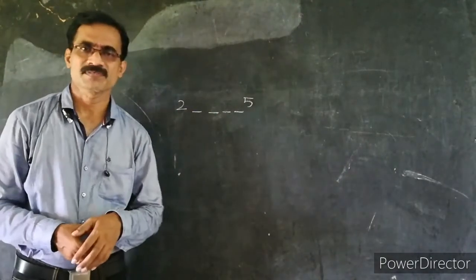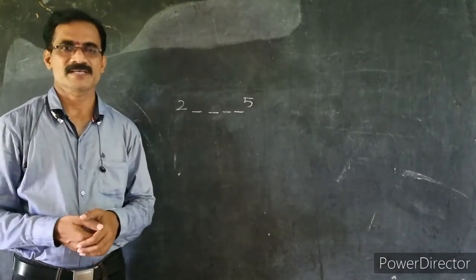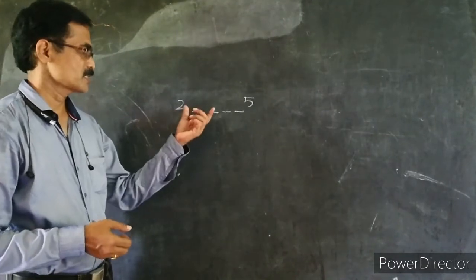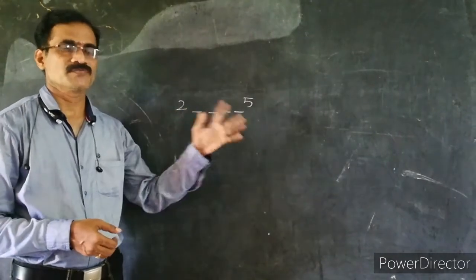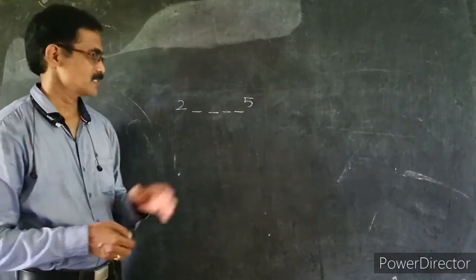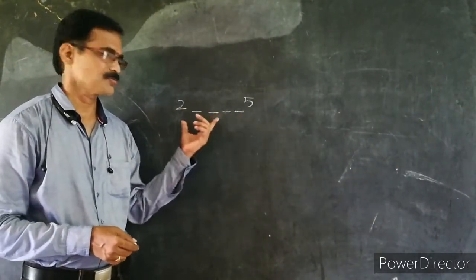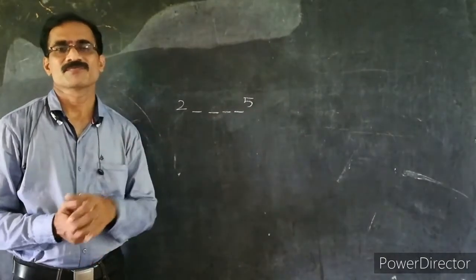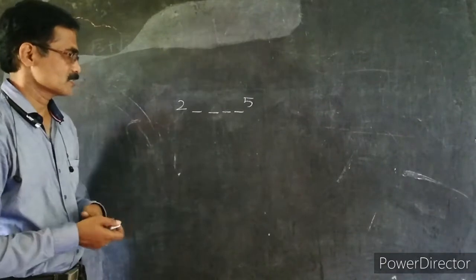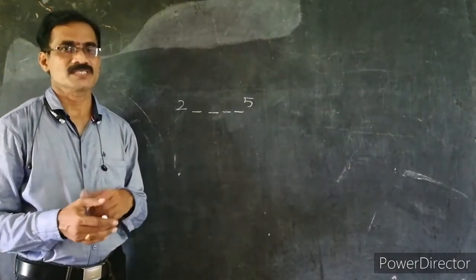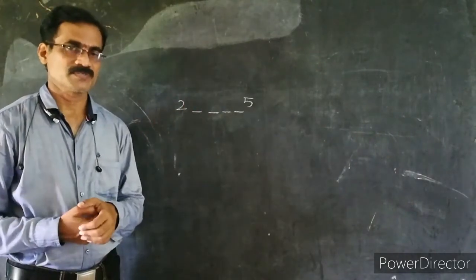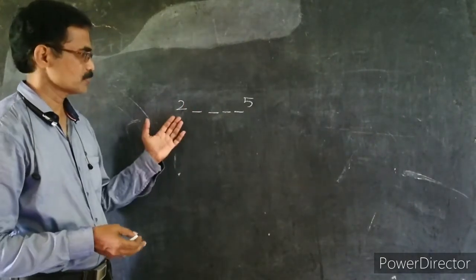Rational numbers are in the form of P by Q, as you learnt in your earlier class, meaning fraction form. So you have to write 4 fractions between 2 and 5. Which 4 fractions can you write? There are so many fractions between 2 and 5, but we want only 4 fractions. So how can we write? What is the procedure? What are the steps to represent rational numbers between two whole numbers or between two integers?